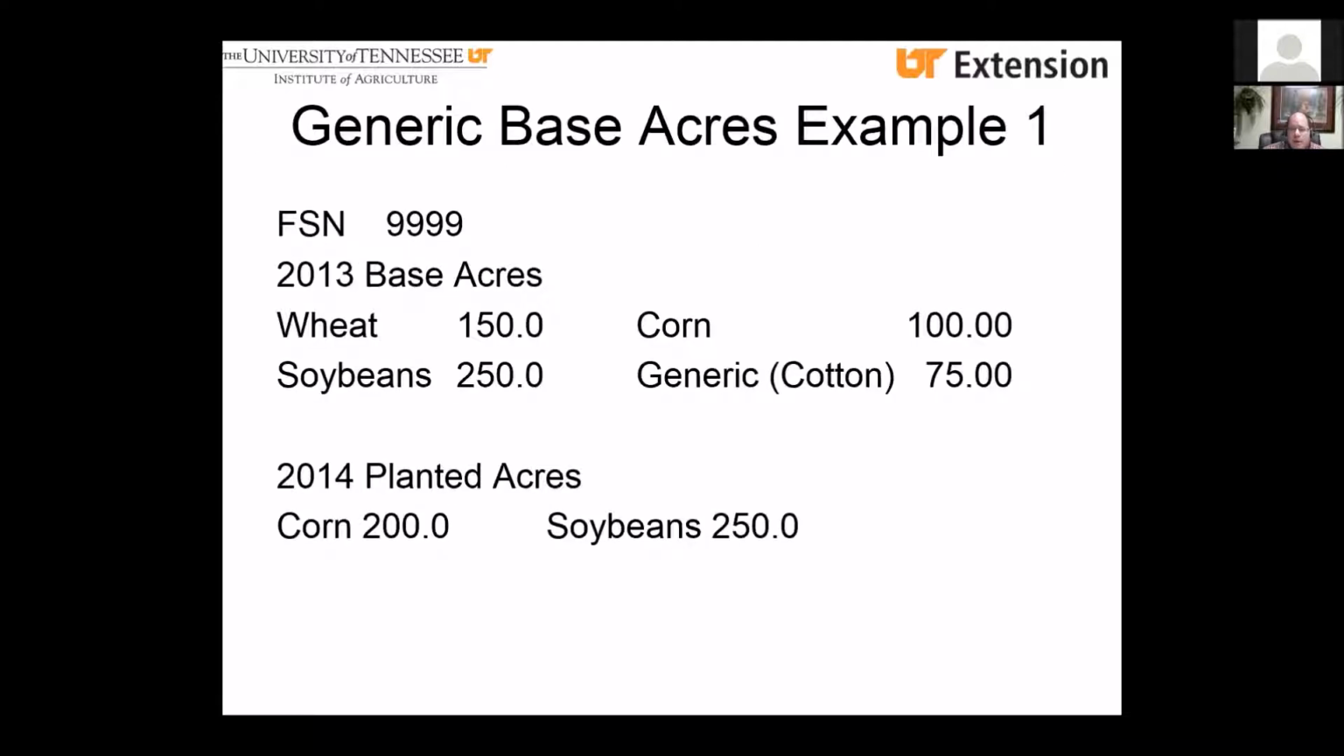Let's look at an example. Say we have 2013 base acres. We had a 150 acre wheat base, a 250 acre soybean base, a 100 acre corn base, and we had 75 acres of generic base. Again, that was our old cotton base. So let's look at that again: 150 acre wheat base, 250 acre bean base, 100 acre corn base, and a generic base of 75 acres. Now, in 2014, for instance, say we planted 200 acres of corn and 250 acres of soybeans.